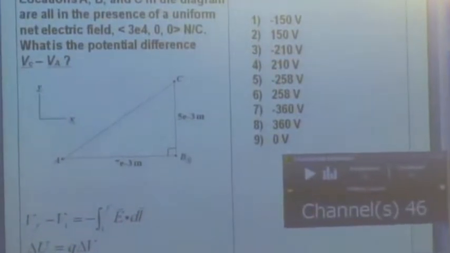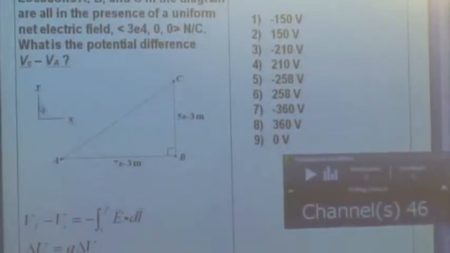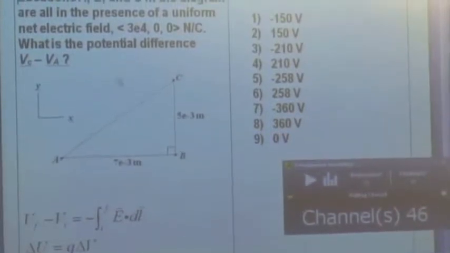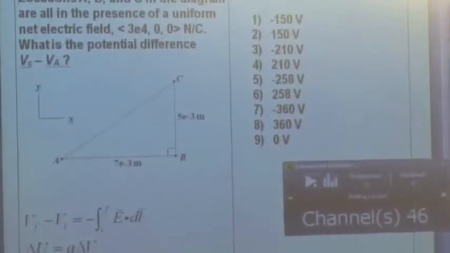So here's A, here's B, here's C. Positive Y is that way, positive X is that way, the usual coordinate system. Throughout this entire region, everywhere in space here, there's a net electric field of 3 times 10 to the 4th, 0, 0 newtons per coulomb. What's the potential difference VC minus VA? So here's C up here, here's A down here.